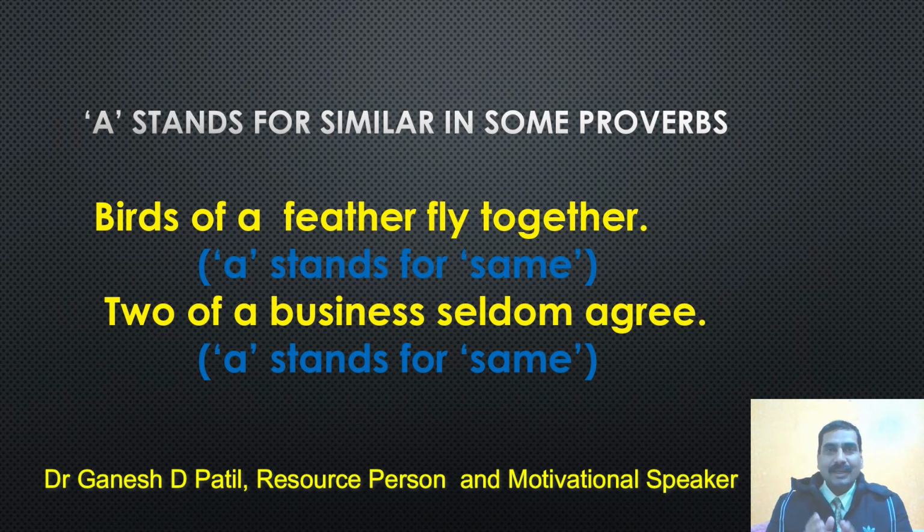Indefinite article a or an may be used in a proverb to mean same. See this example. Birds of a feather flock together. Two of a business seldom agree. Here, indefinite article a means same. Birds of a feather means birds of the same feather, and two of a business means two persons of the same business.